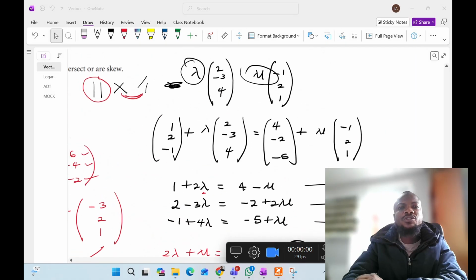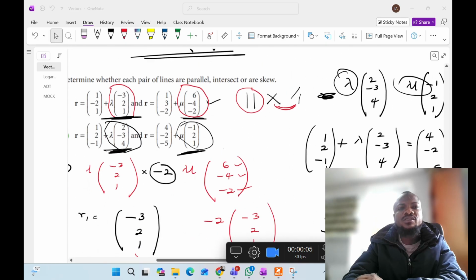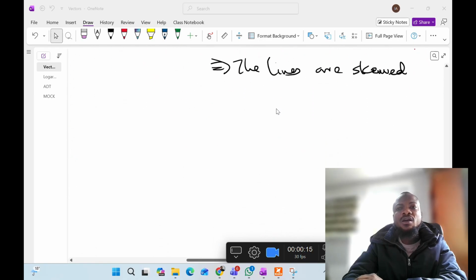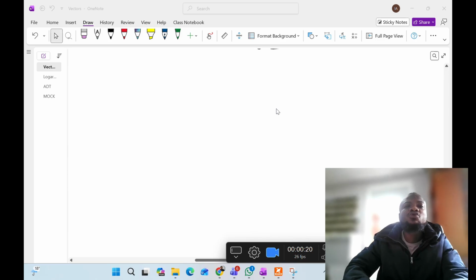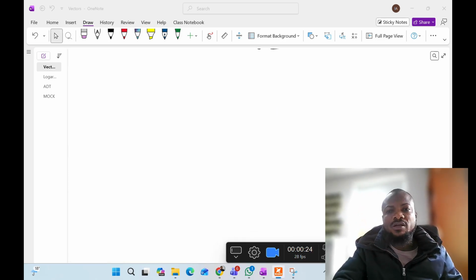So in the previous session, I taught you the intersection of two lines and how to determine if a pair of lines is parallel, or if there is a point of intersection, or if they are skew. Now in this session, I will teach you the angle between two lines. The angle between two lines.